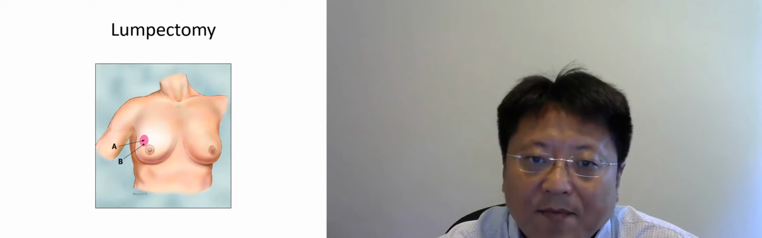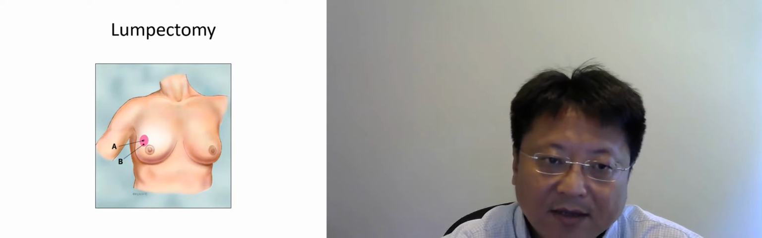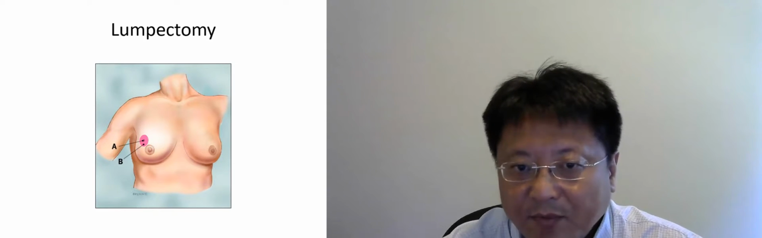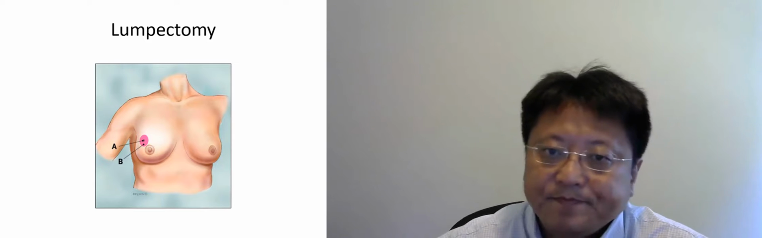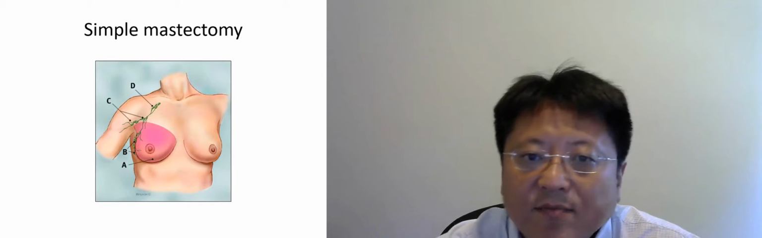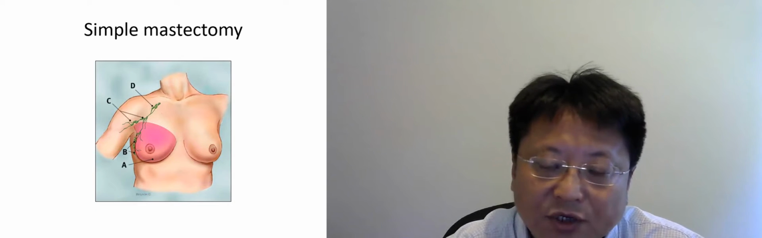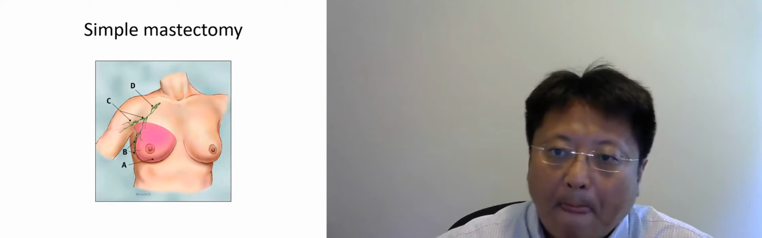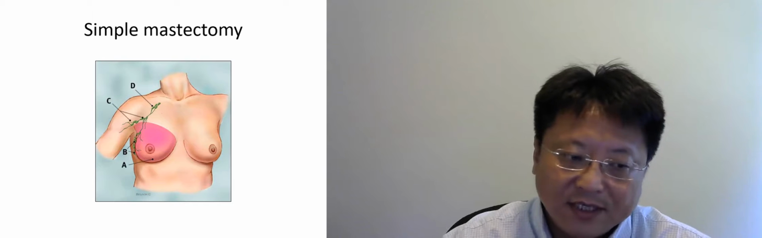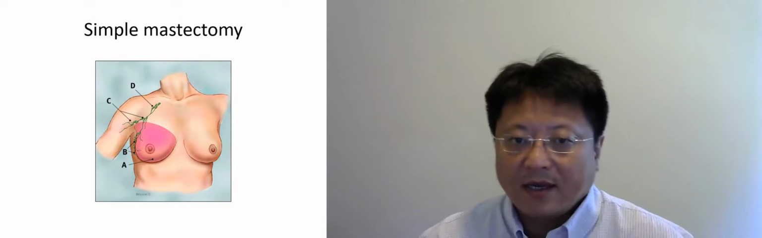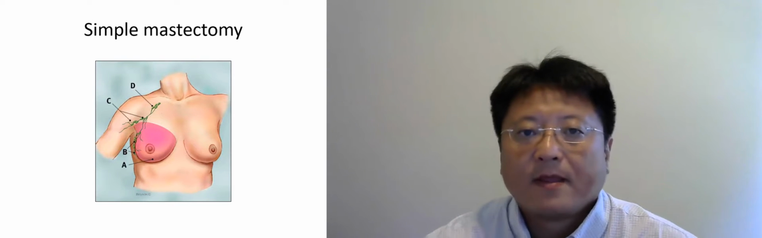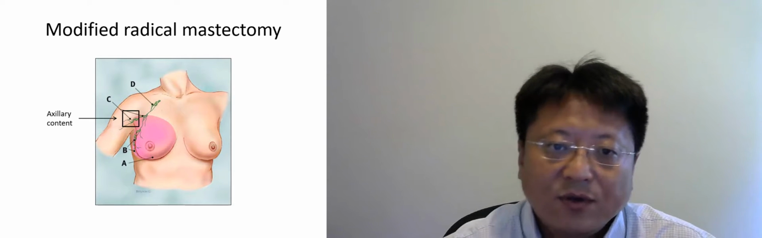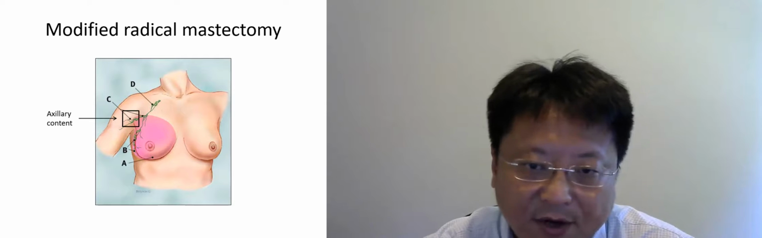This just shows you a lumpectomy. The surgeon will make a small incision of the skin and take part of the breast from the patient. In simple mastectomy, the surgeon will take the entire breast tissue. Generally it will take a central lymph node, but generally the entire tissue doesn't include the lymph nodes. In modified radical mastectomy, the surgeon will take the entire breast tissue and also the axillary content that includes the axillary lymph nodes.